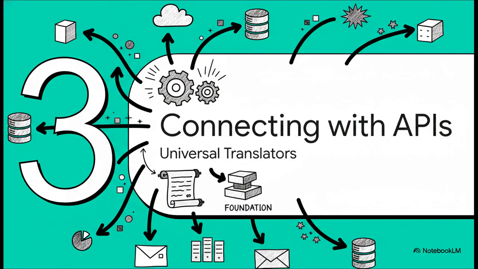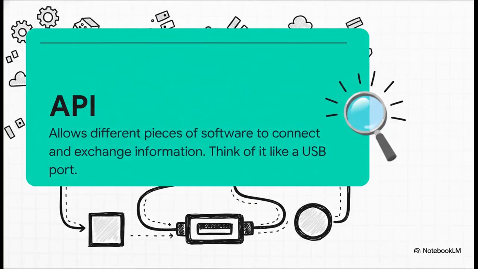But how do all these different pieces and even external systems talk to each other? Well, let's move to the next layer and look at the universal translators, APIs. API stands for Application Programming Interface, which sounds way more complicated than it really is. I absolutely love this analogy. Just think of an API as a USB port, but for software, right?